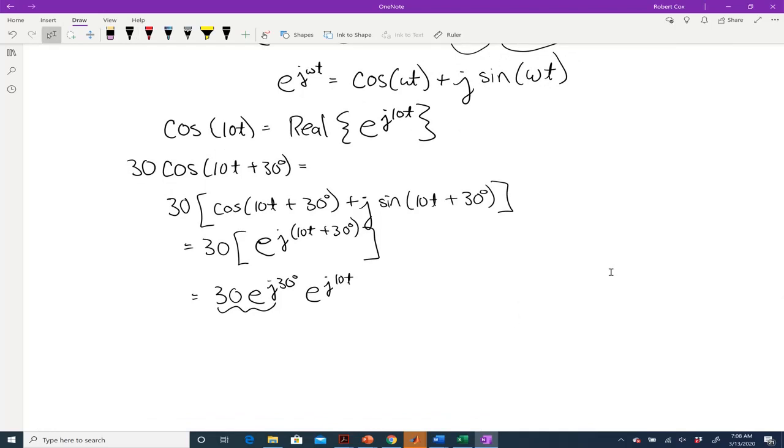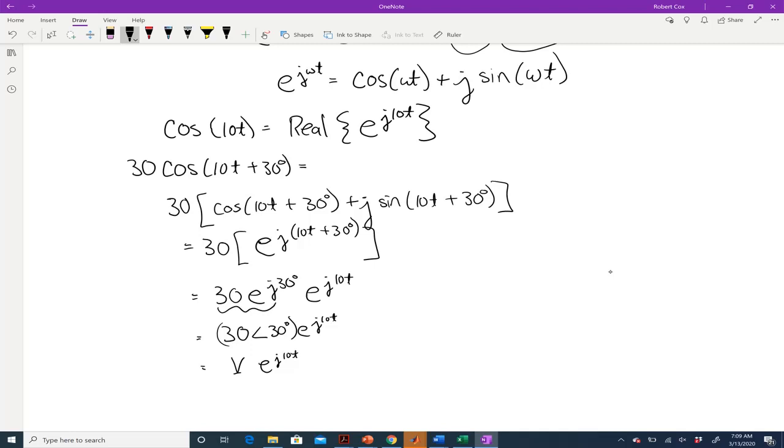And if you look at that for a second, you might be more comfortable writing that as 30 angle 30 times e to the j 10t. So that number right there, multiplying e to the j 10t, is really a phasor. It's a complex number with a particular angle and a particular magnitude. That's a phasor. That's what we defined a phasor to be.